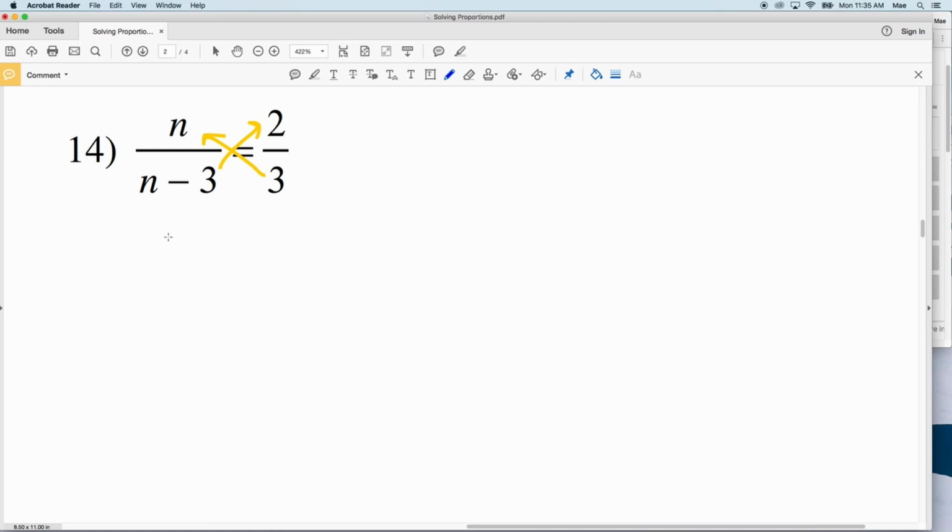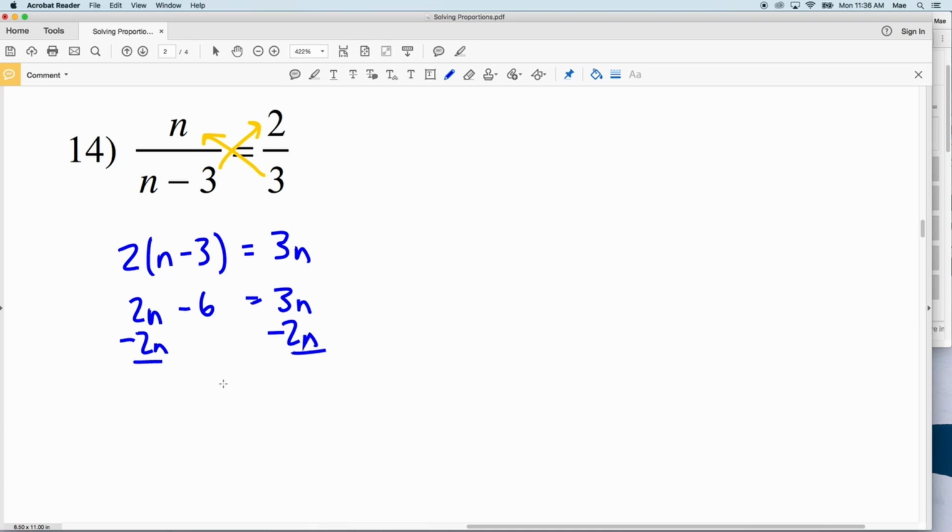In number 14, when we cross multiply, we'll get 2 times n minus 3 equaling 3n. Distributing the 2, we'll get 2n minus 6, since 2 times n is 2n and 2 times 3 is 6, and that's going to be equal to 3n. Then we'll subtract 2n from both sides. That'll leave us with negative 6 on the left, and 3n minus 2n is 1n, which we know is simply n. So negative 6 is equal to n in number 14. So negative 6 over negative 6 minus 3 is equal to 2 over 3.